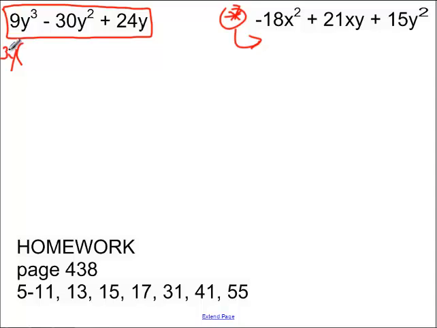So if we factor out a greatest common factor of 3y, 9y cubed divided by 3y gives me 3y squared, and with a leading term like that, it looks like something that we can factor. Negative 30y squared divided by 3y gives us negative 10y. Plus 24y divided by 3y is plus 8, and that's it. So there's our factorization. Now, the last thing is, do we need to factor out a -1 from here? If a is negative, then we need to factor something out, but we don't.